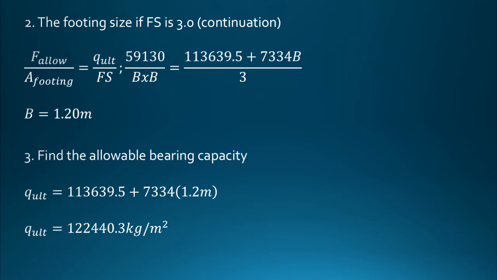Find the allowable bearing capacity. Simple lang, substitute lang natin yung value ng width dun sa Q ult, yun na yung value. Okay? So our Q ult would be 122,440.3 kilograms per square meter.